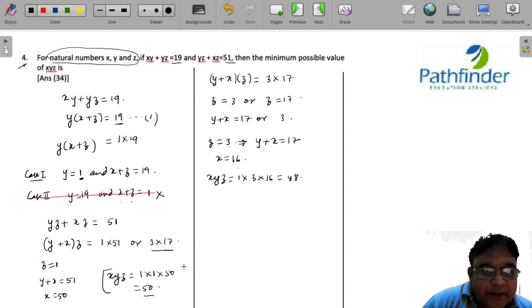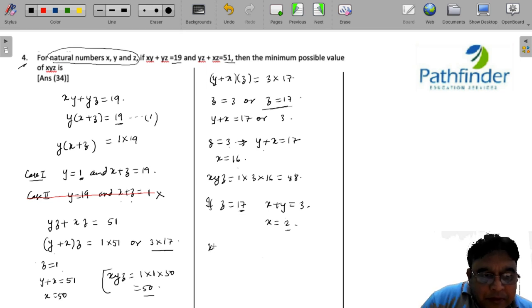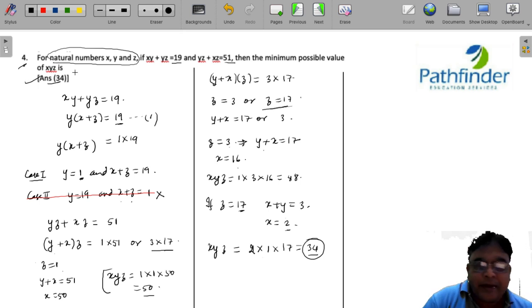But there is another case which we need to test. And what is that? When z is 17. So if z is 17, that means x plus y must be 3. We already have y as 1, so x must be 2. So we have z as 17, x as 2 and y as 1. So xyz must be 2 into 1 into 17, that is 34. So the minimum possible value of xyz is 34.